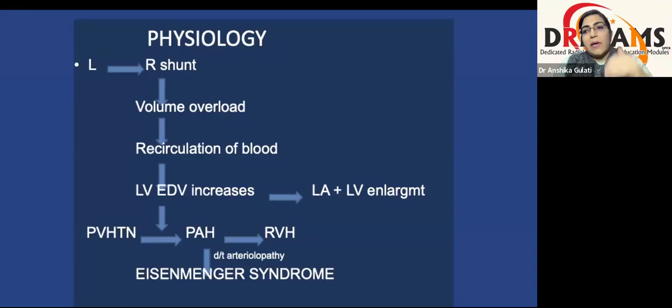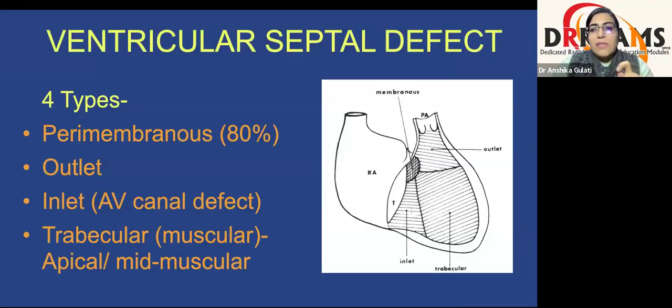Ultimately, in long-standing cases, when there is increased blood flow to the pulmonary arteries, there will be pulmonary vasculopathy affecting the smaller vessels in the lungs, leading to permanent damage, which will cause pulmonary artery hypertension, and ultimately there will be reversal of shunt. This is known as Eisenmenger syndrome. On the basis of the location of the defect within the interventricular septum, VSDs can be of 4 types, the most common being the perimembranous. Others can be inlet VSD, outlet VSD, or the trabecular or muscular VSD.